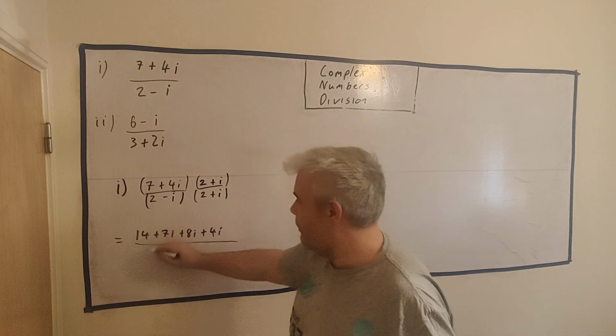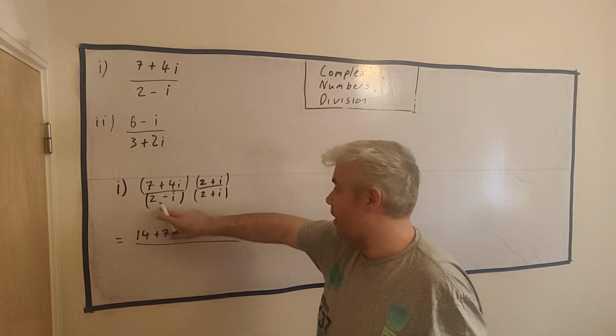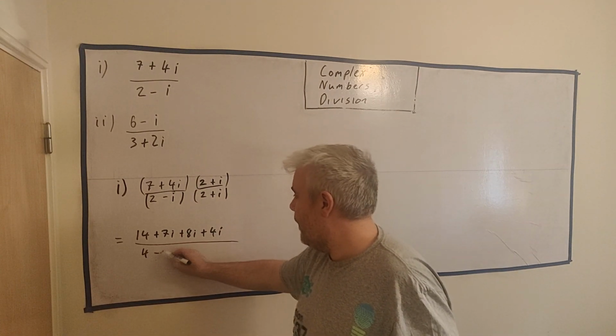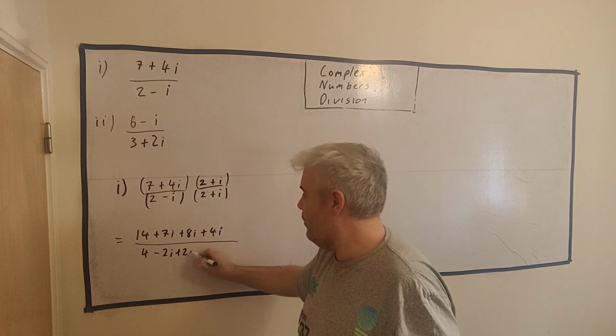All of this is over. Bottom row is a lot easier. You'll get used to these in conjugates. I'll do it slowly this time though. It's 4 minus 2i plus 2i.